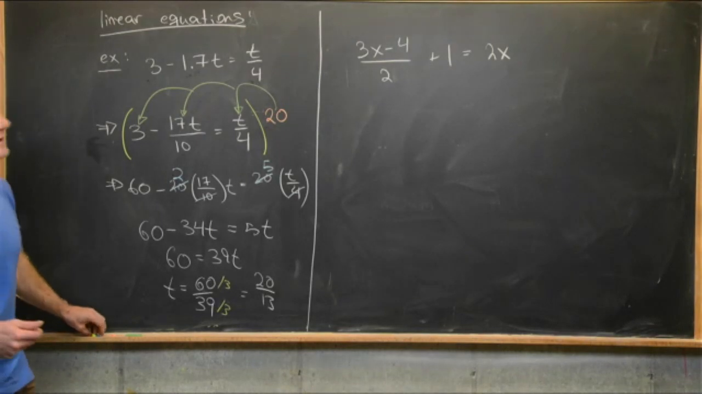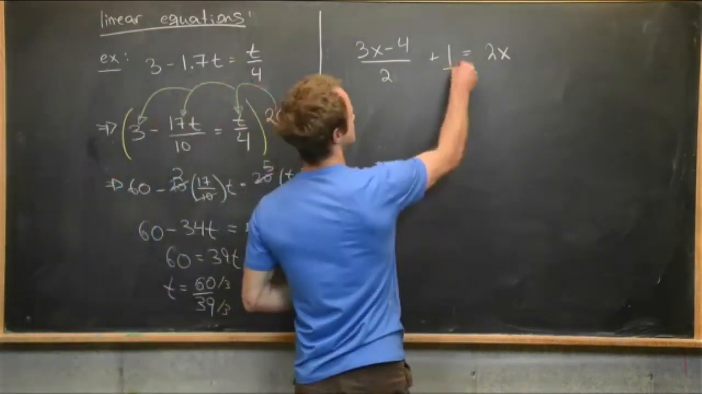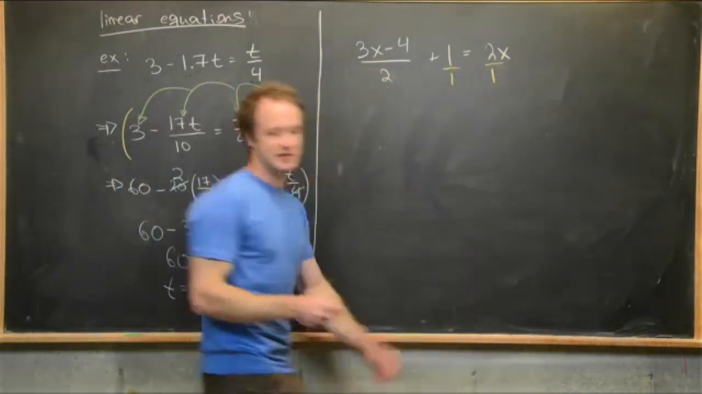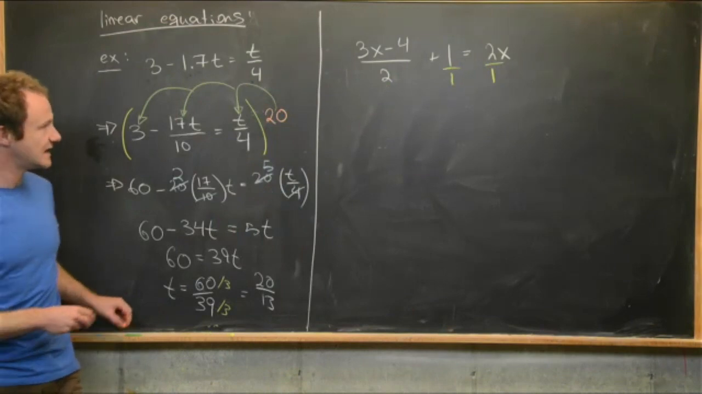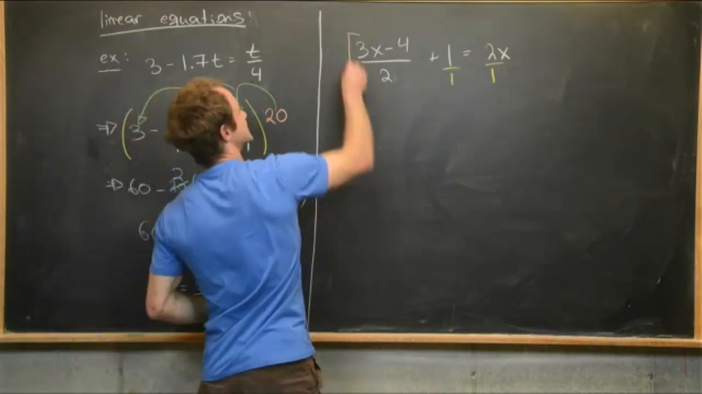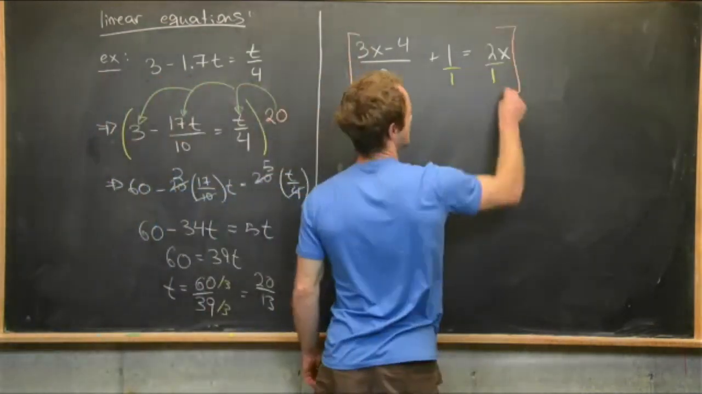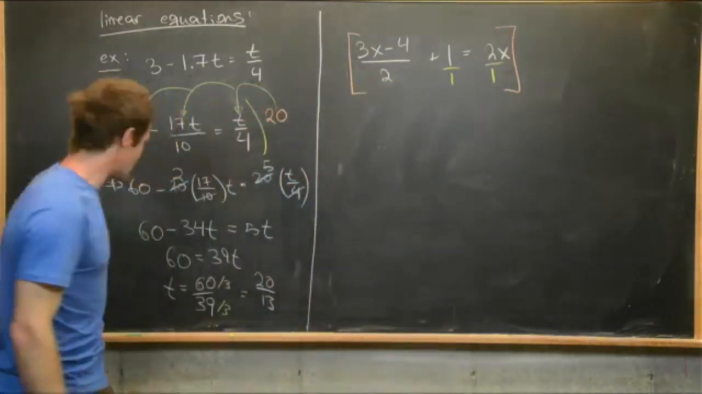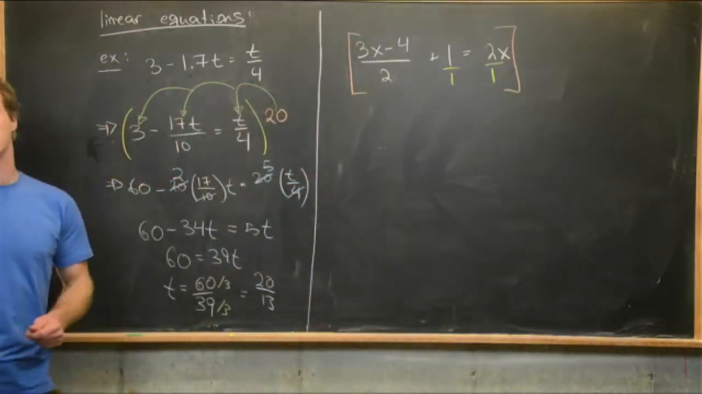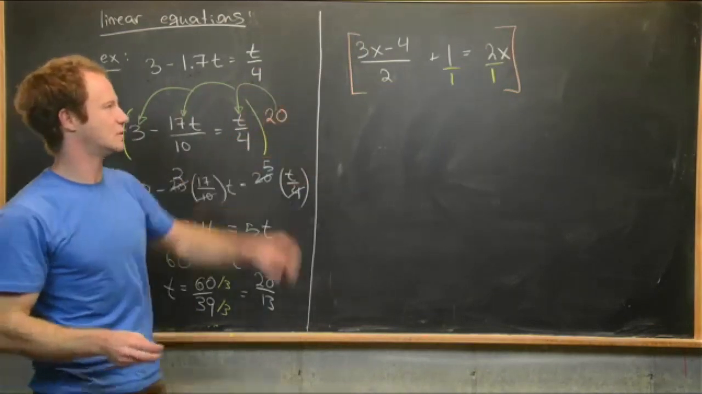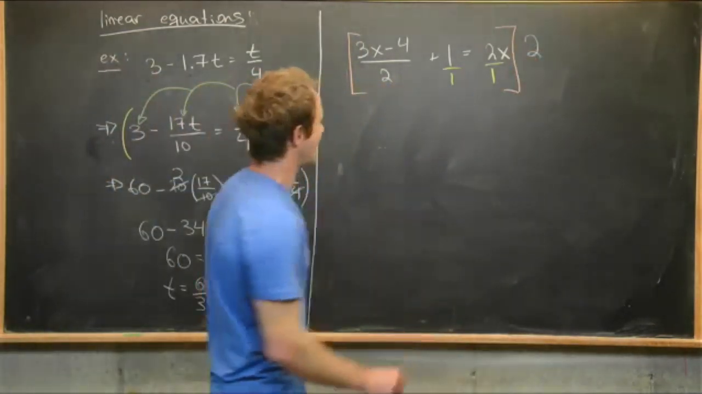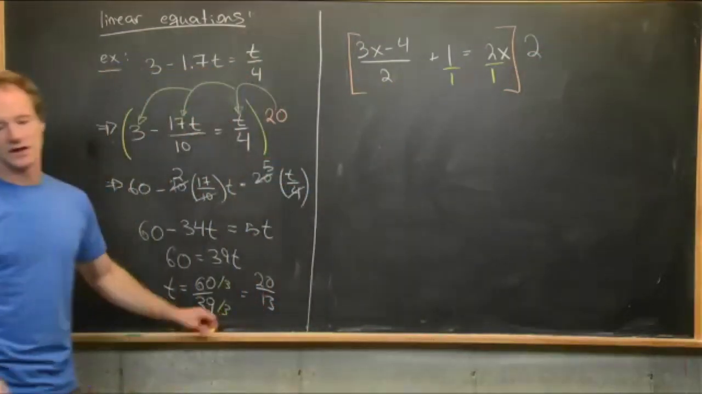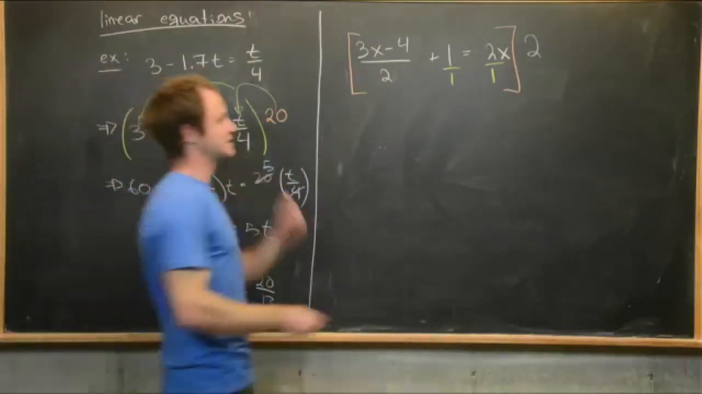So we want to think to ourselves that all of these can be written as fractions. It's just those have a 1 in the denominator. And now we can take this entire equation and multiply by what happens to be the least common multiple of those denominators. So 2 and 1 and 1. So we're going to multiply the whole thing by 2, because that's going to have the effect of canceling all the denominators. So let's see what we get.